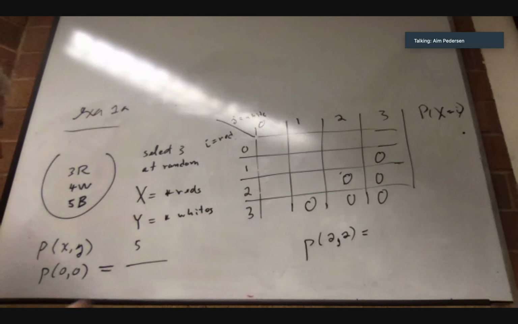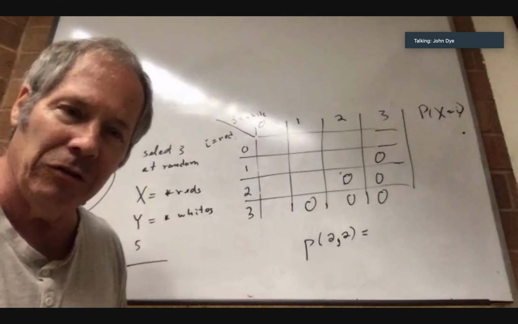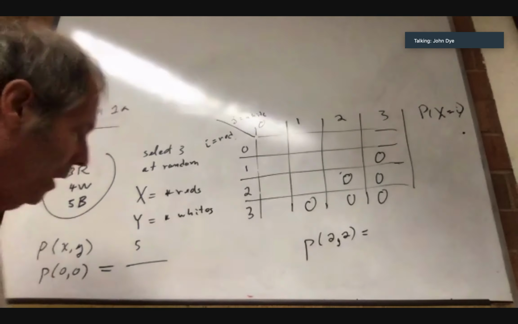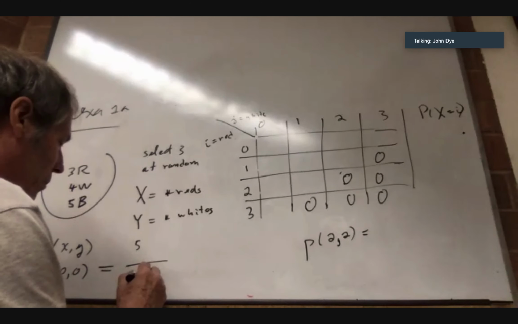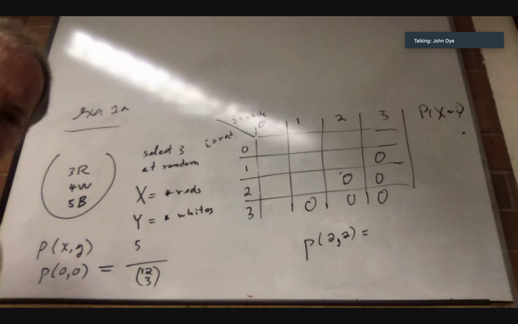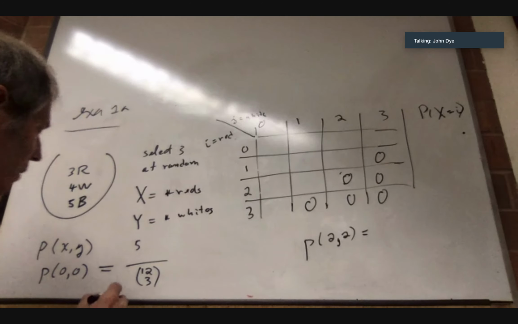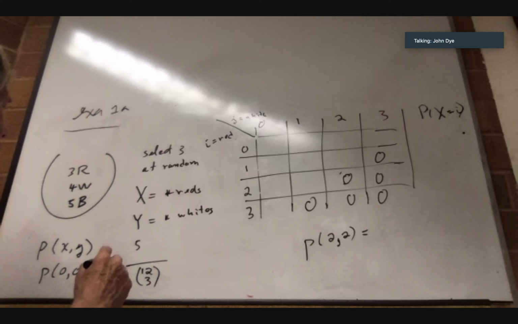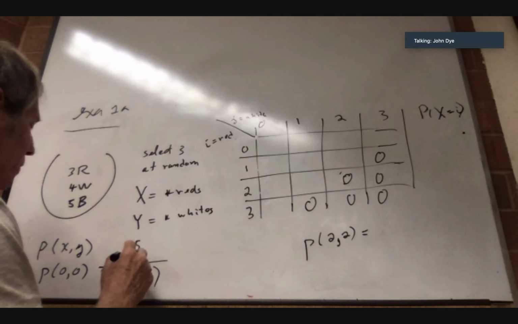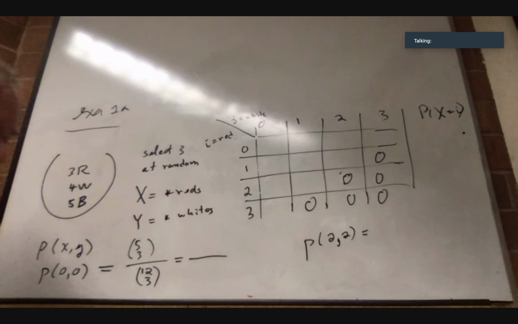There's 12 total. So this is like hands of cards or something like that. So how many? There's 12 total, so there's 12 choose 3 ways of selecting 3 of them. Now, how many ways do we select them so that there are no reds and no whites? How many ways can that be done? 5 choose 3. Are we good with that?